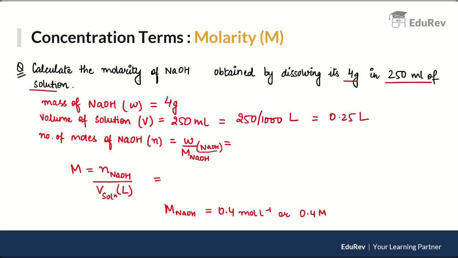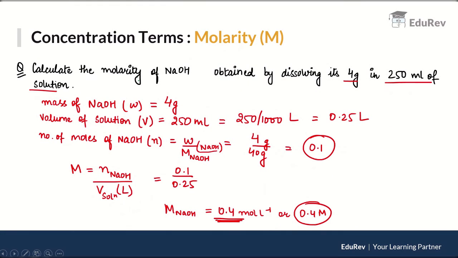So number of moles of NaOH will be equal to given weight of NaOH divided by its molar mass. So the given weight is 4 and the molar mass of NaOH is 40, so the number of moles will be 0.1, okay. So when we substitute this in the formula of molarity, which is equal to number of moles of NaOH divided by volume of solution in liter, it becomes 0.1 divided by 0.25, right? And it comes out to be 0.4 moles per liter or simply 0.4 molar.